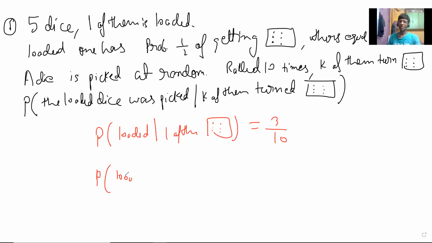Then, if you want to do the problem like this, you can take k equal to 1 and find the probability. Then you take k equal to 2 and find the probability. Then you see when the probability jumps to more than 9 by 10, you report that as the answer. That will take quite some time. We don't want to do it like that.